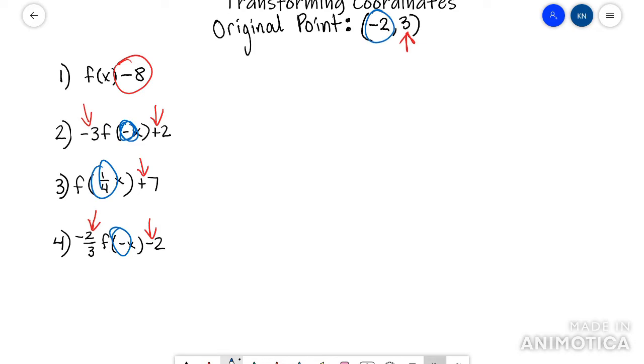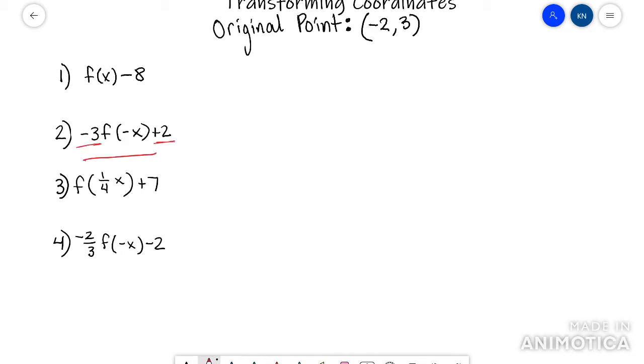Now, having said that, it gets a little more tricky. If it affects the y, so all the outside stuff, you can go left to right most of the time, unless your teacher's trying to trick you, which is kind of rare. Most of the time you just do what it says to do. So like this -3, I'm going to be timesing by -3. Like this +2, I'm going to be adding 2. So it's pretty straightforward. Left to right on the outside, and it affects the y coordinate.